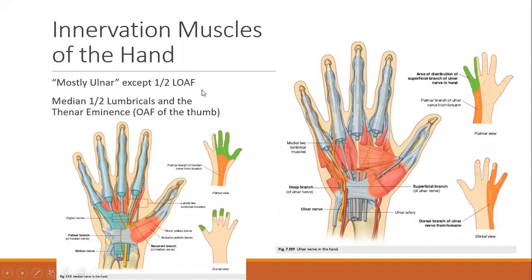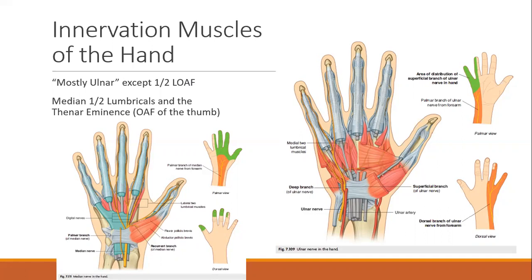To translate this mnemonic, you have lumbrical muscles on your index, middle, ring, and pinky finger. So four lumbricals, or four sets of lumbricals. The median nerve innervates the first and second lumbricals. The median nerve also innervates your thenar eminence. Thenar eminence is abbreviated OAF for opponens pollicis, adductor pollicis, and flexor pollicis brevis.